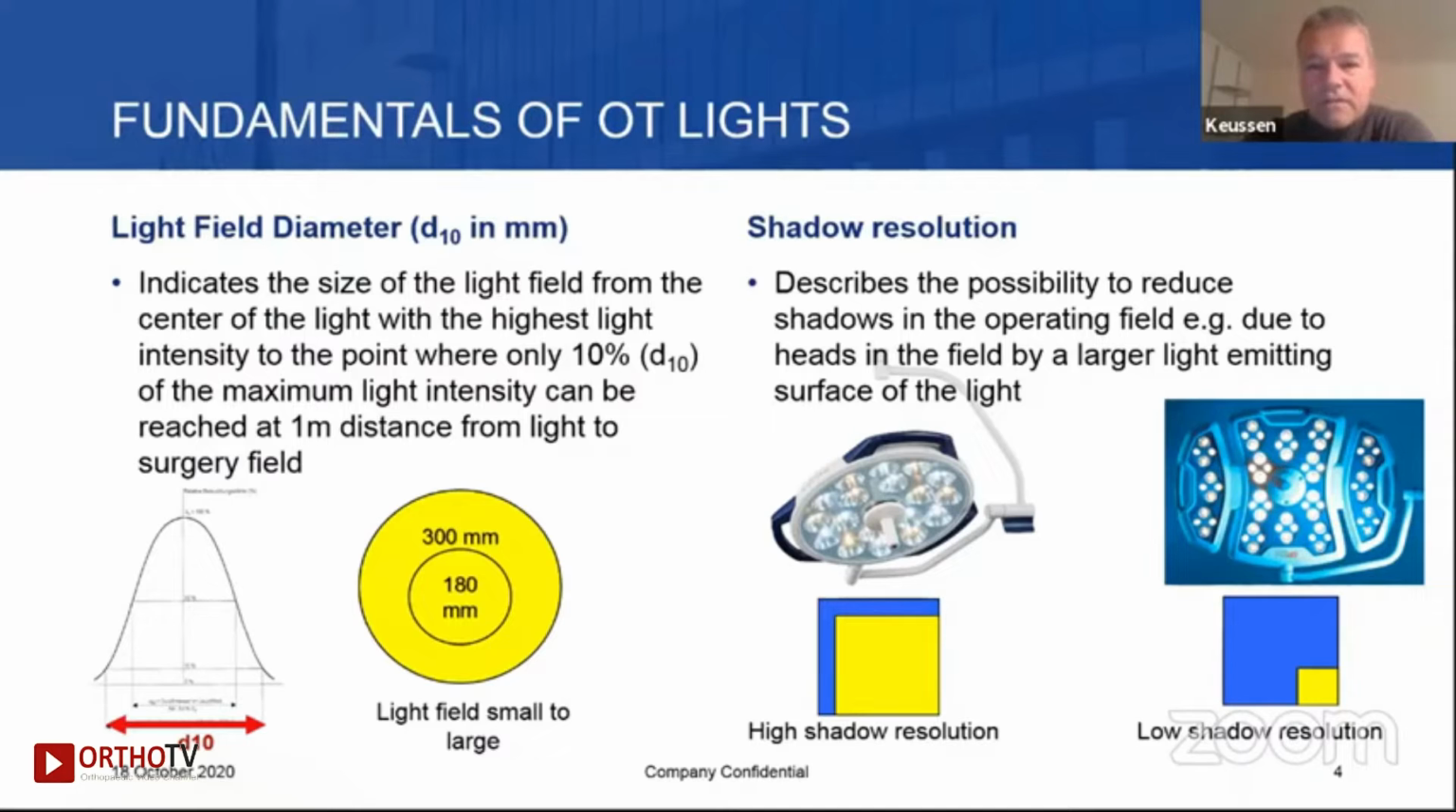So you have different light systems. For example, on the left-hand side, you see our product, which has quite a high shadow resolution. On the other side, you see a product that has different areas of LEDs, which has a kind of lower shadow resolution.